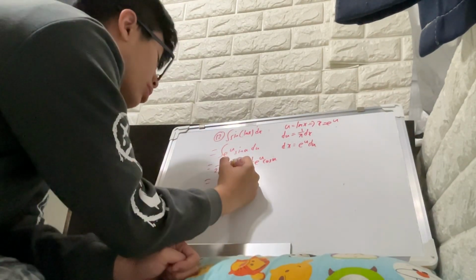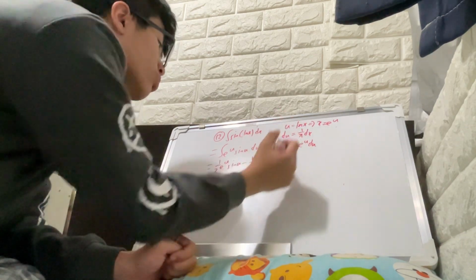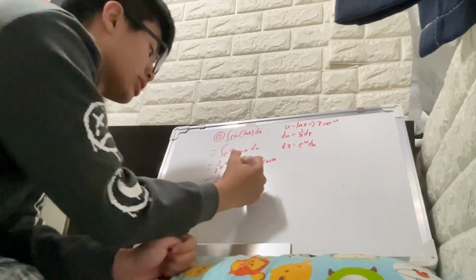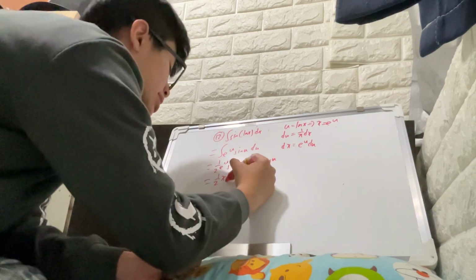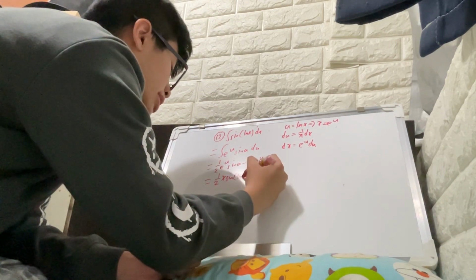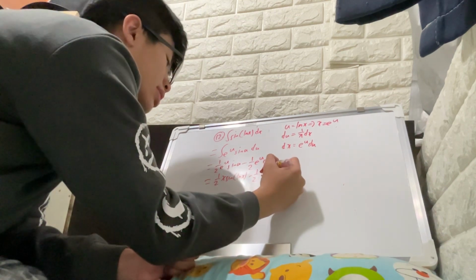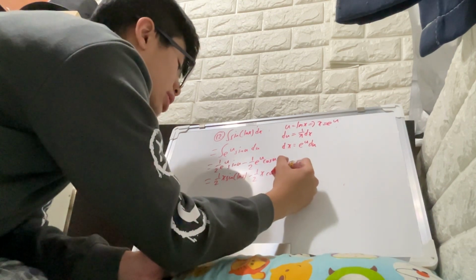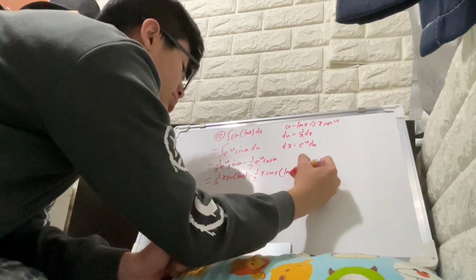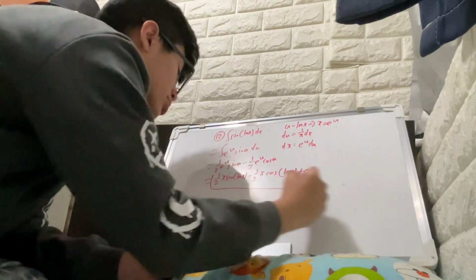And then 1/2 e to the u is what? E to the ln x is just x, and then sine of ln x minus 1/2, e to the u, e to the ln x, you get x, and then cosine of ln x plus c, and that's our answer.